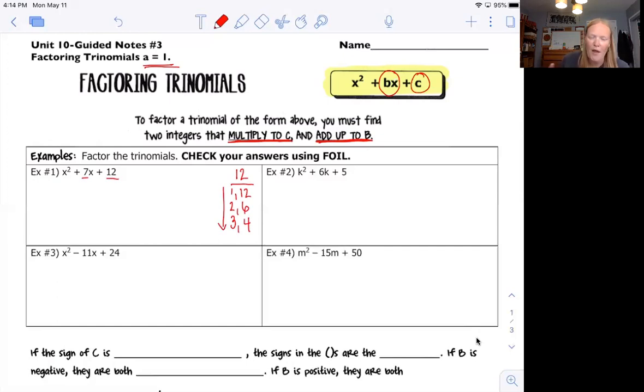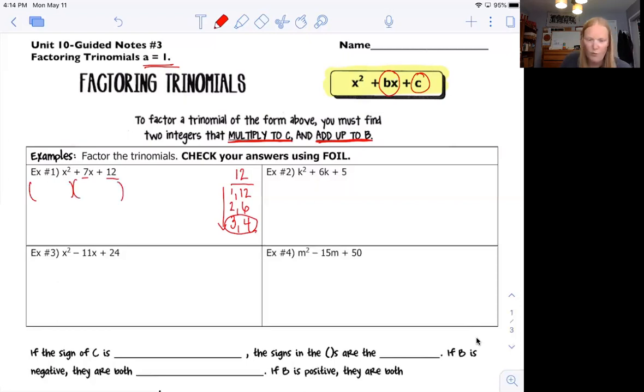That's just me. Then I look at the list and I ask myself, which of those numbers add up to B, which is 7? You were right if you said 3 and 4 at the beginning, I am going to use those. Because it's a trinomial, my answer is going to be the product of two binomials. I set up reverse FOIL.